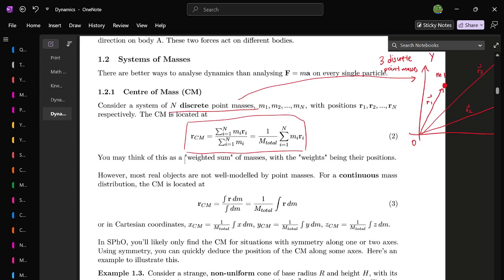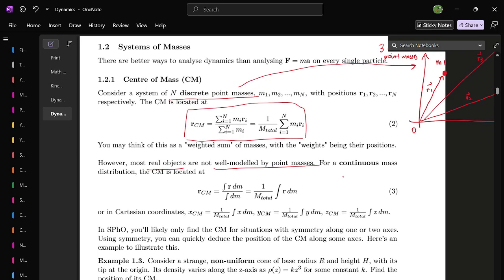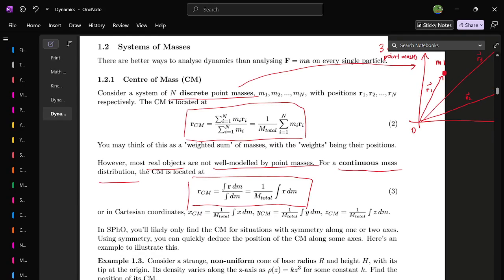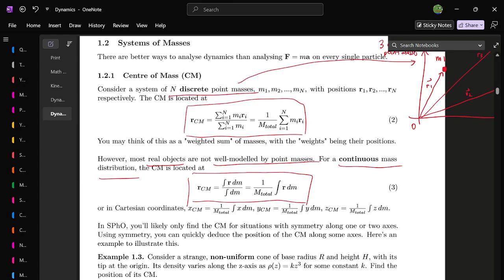But there's a clear problem to this because most objects in real life are not well modeled by point masses. For example, your computer in front of you is a continuous mass distribution, and it's not just a point mass because it has size to it. So if we have a continuous mass distribution, then we have to use integration. The CM for this case is just given by this integral. Or in Cartesian coordinates, you can find the x, y, and z positions of the CM given by these three results here.